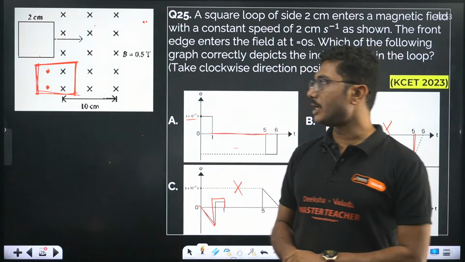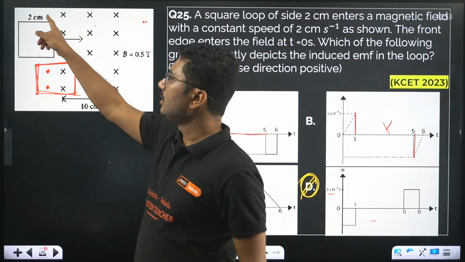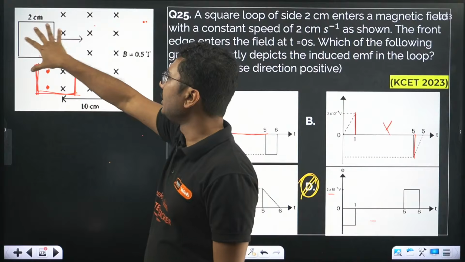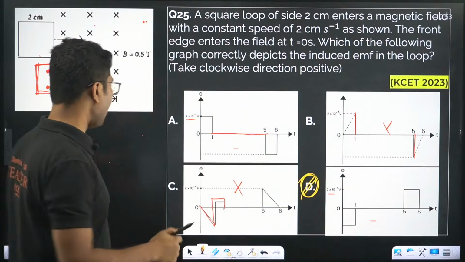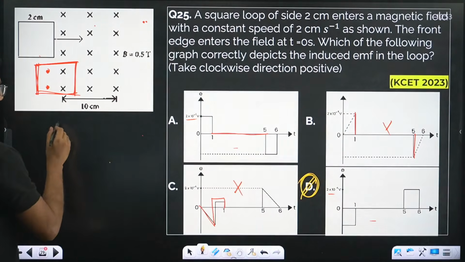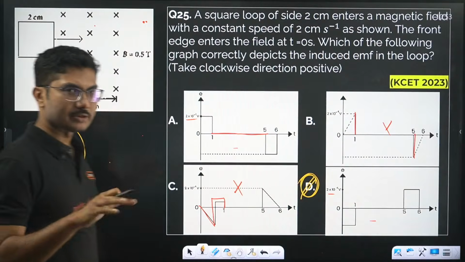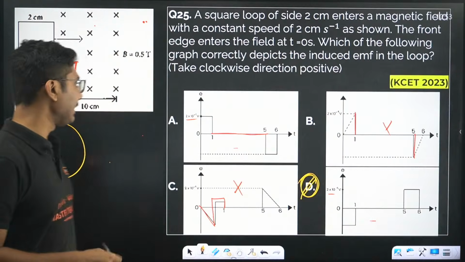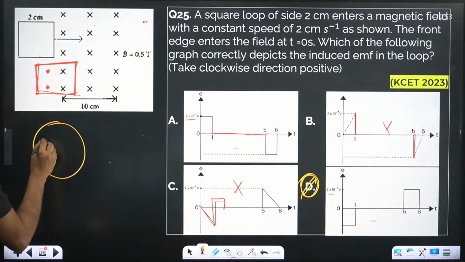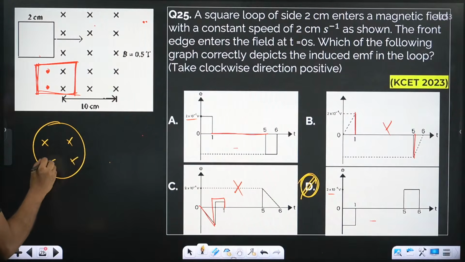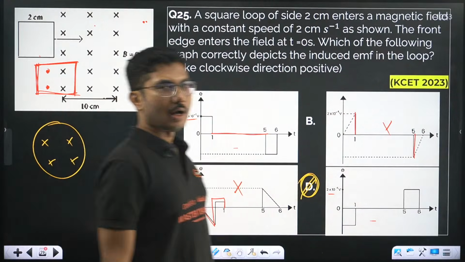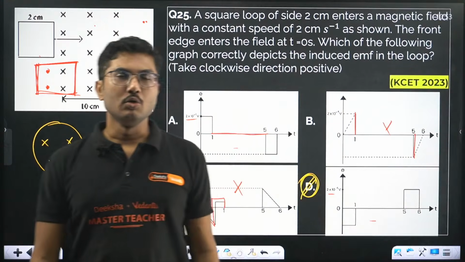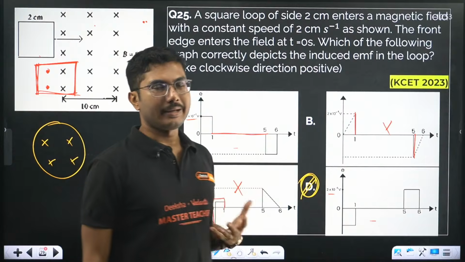What is happening here? We have a loop, and it is going into a magnetic field. So if we have a loop, any loop, the shape does not matter, and you change the magnetic field lines passing through this loop by moving the loop into a magnetic field zone, what will happen to the loop? The loop will induce a magnetic field.